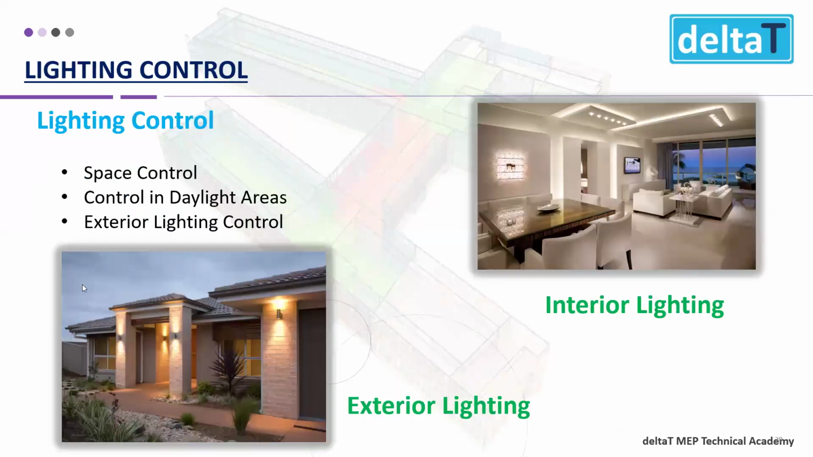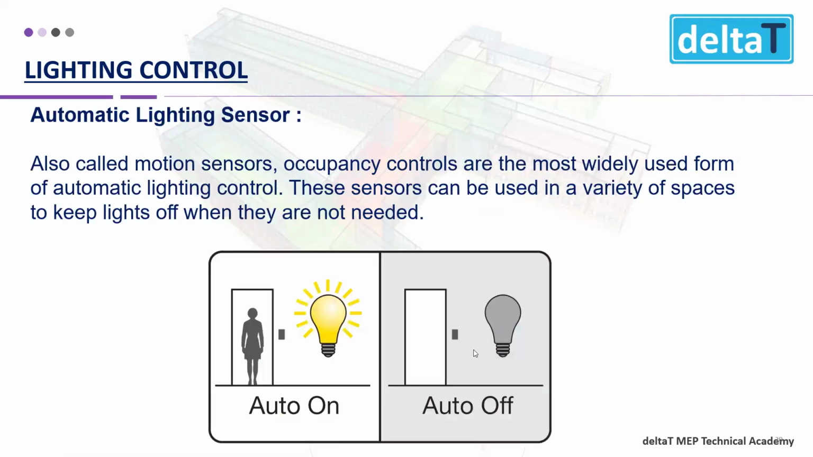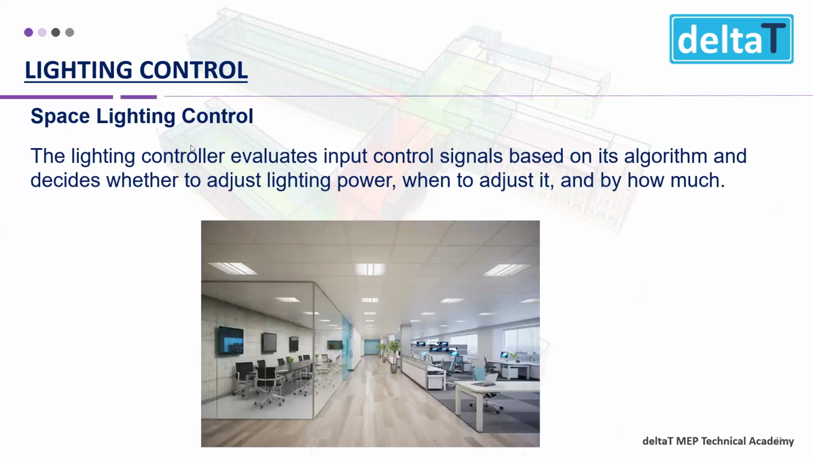Okay, then we have lighting control. Now, what is lighting control? It's very simple. Space control. Imagine if someone is not there, the light automatically switches off. If someone is there, it will switch on. This is about the automatic lighting sensor. And then space lighting control.